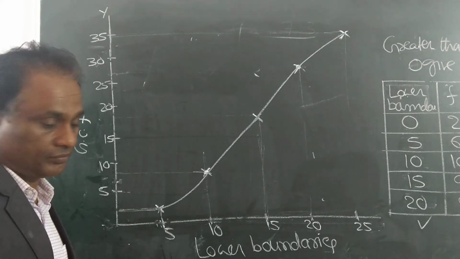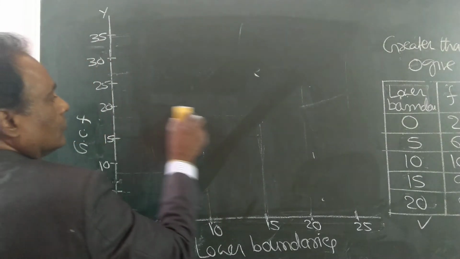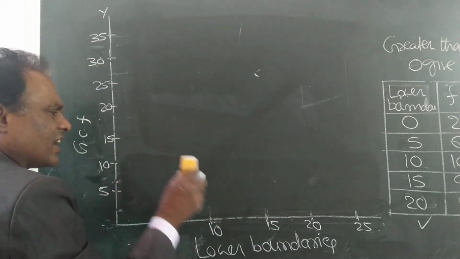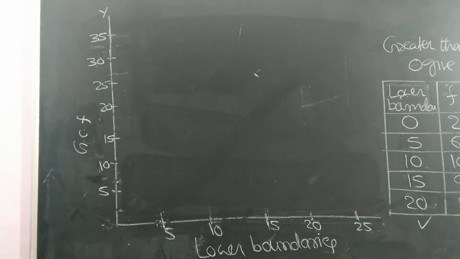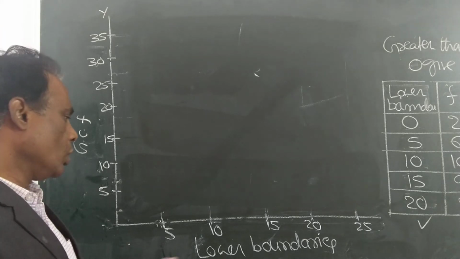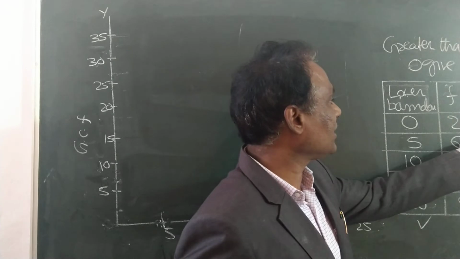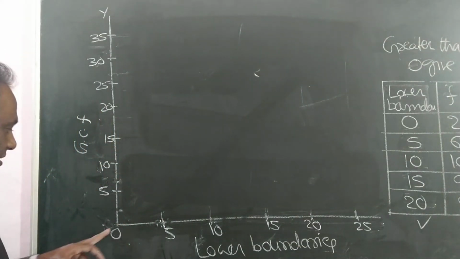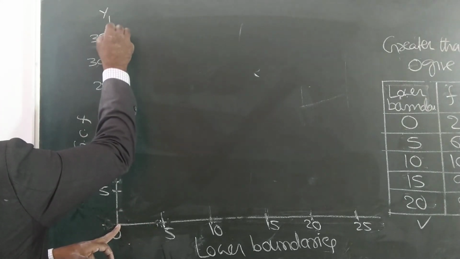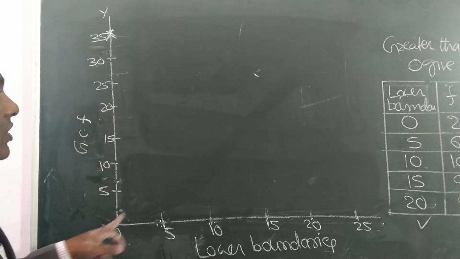Students, don't write. Actually, we can draw both the curves on the same diagram. But I will explain separately so that you will get some idea. Lower boundaries. Now see, first point: lower boundary 0, frequency GCF 35. See here students, 0 is here, 0, 35. This is the point.